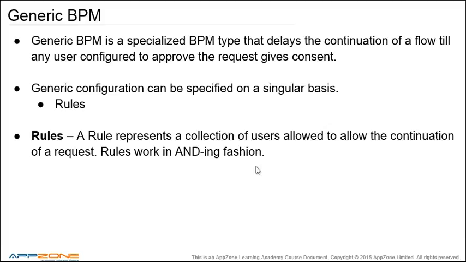So it has one main basis of operation, which is rules. Like I said before, the rules in generic BPM work in an AND fashion, while for an approval BPM, the rules work in an OR fashion. So that's a difference to consider. That will be all for generic BPM.